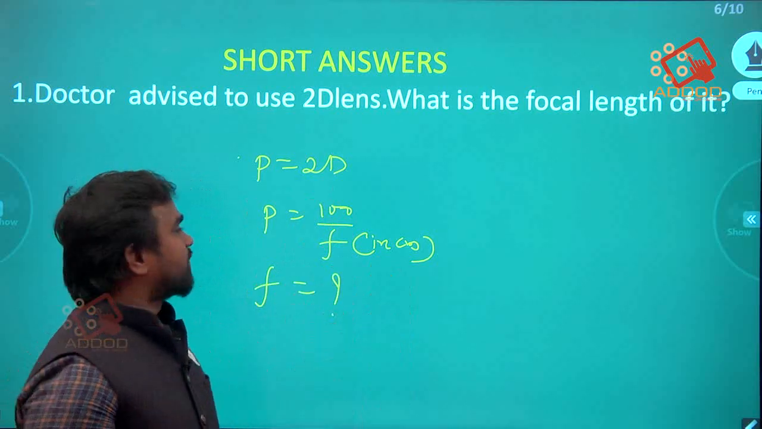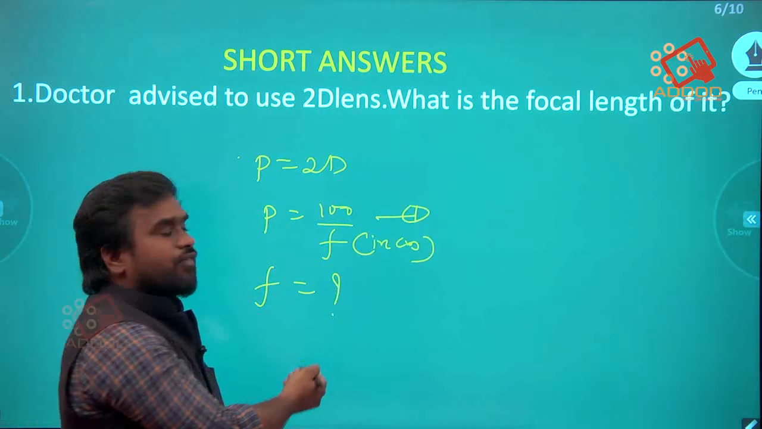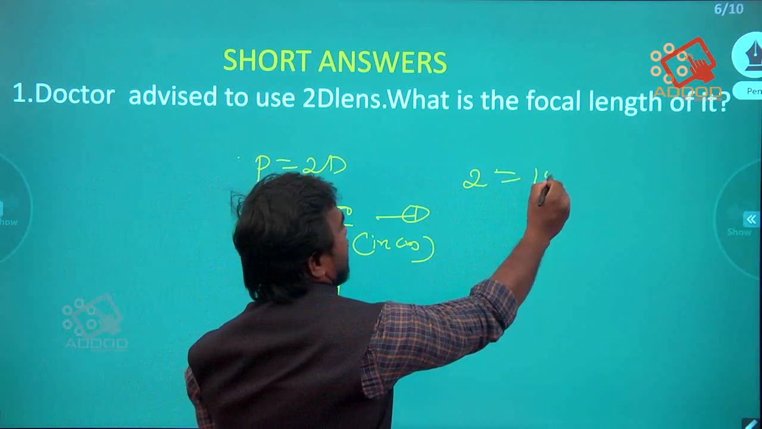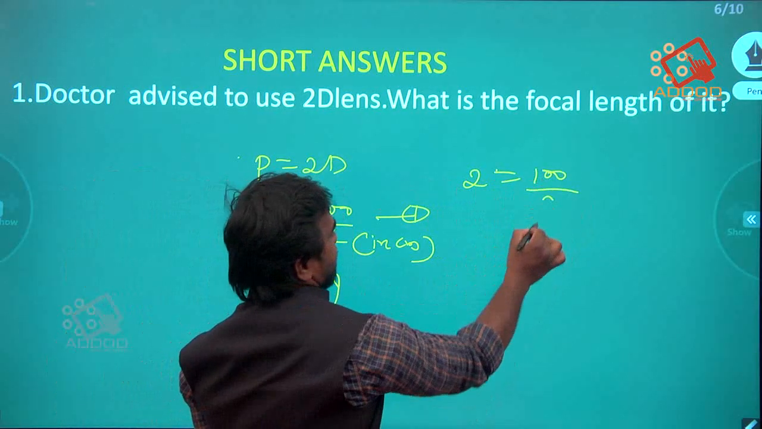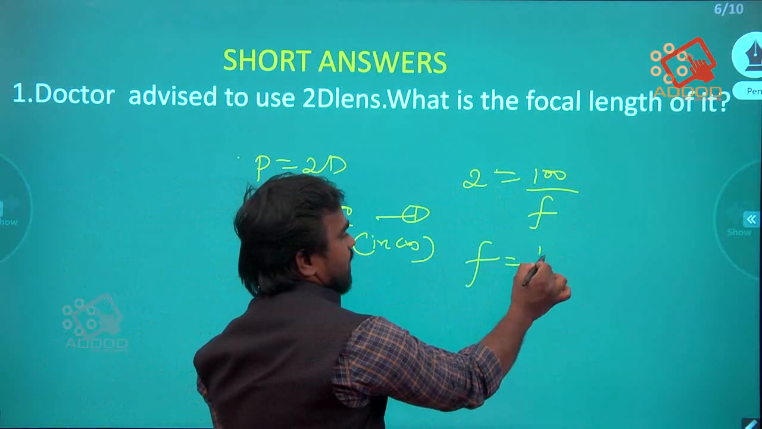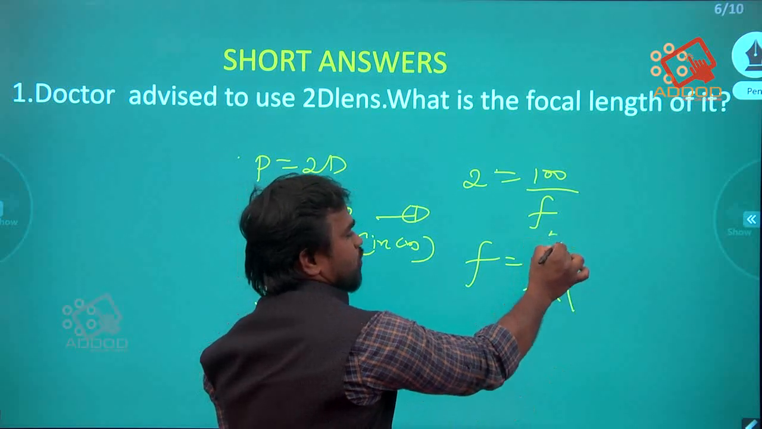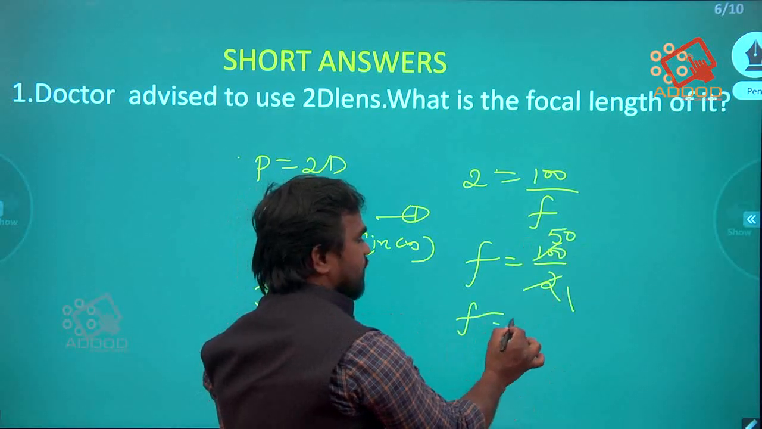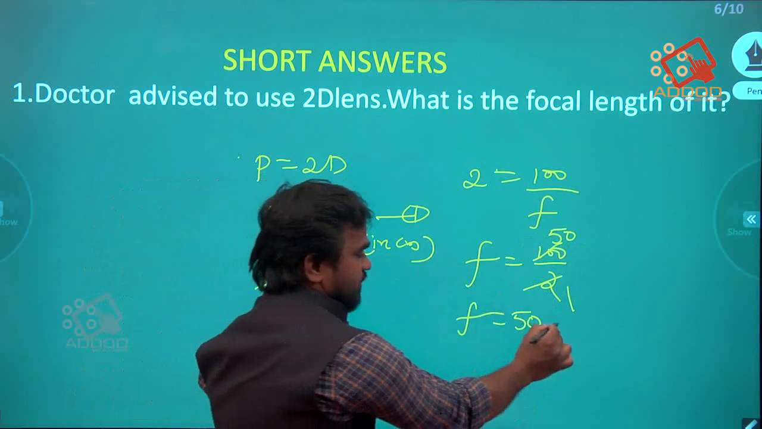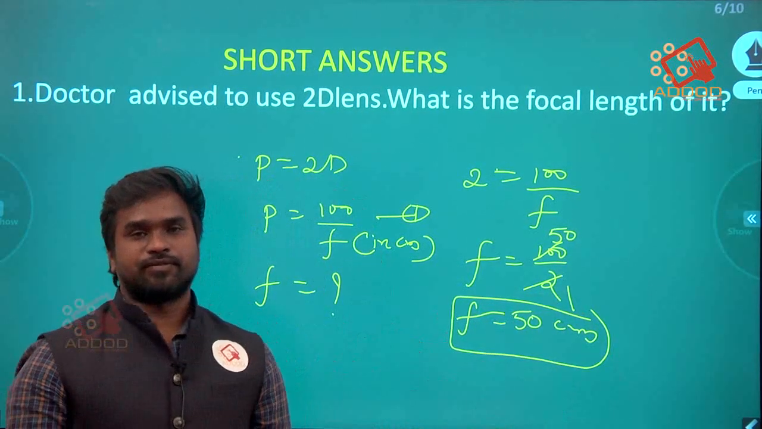What is the focal length? Substitute the values into the formula. P is equal to 2D, so 2 is equal to 100 by F. So F is equal to 100 by 2, so F is equal to 50. Centimeters or meters? Centimeters, we take only centimeters. The focal length is 50 centimeters.